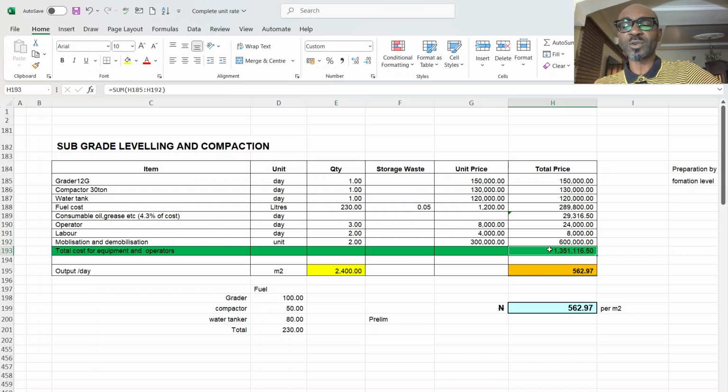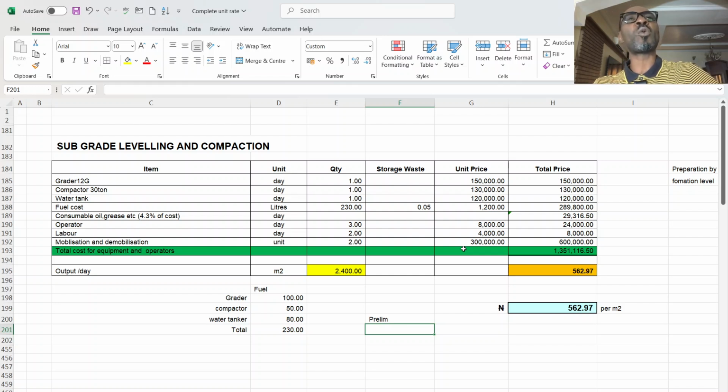So after summing those costs, you now have 1,355,000 per day for all of the equipment and the labor involved, including the demobilization and mobilization. Even though this cost is included, the mobilization and demobilization, because after the work you are expected to take the machine out of the site, even though you're going to bring it in the first instance, then later take it out of the site. So you have to factor the two costs.